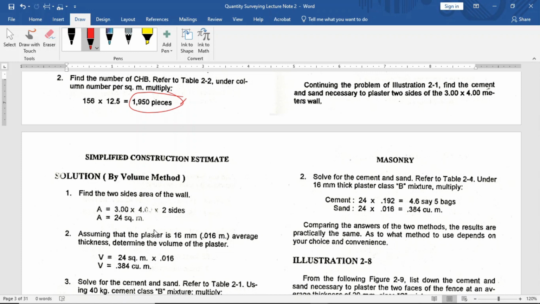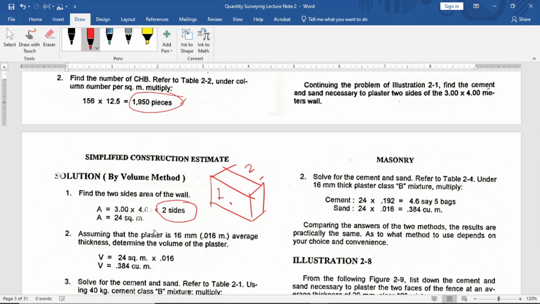So, find the two sides of the wall, kasi pag nagpa-plaster tayo, both sides ng wall. Plaster tayo, yan. Ito yung isang side, ito yung pangalawang side. So, pag nagpa-plaster tayo, two sides yung pina-plastering natin. So, area is equal to 3 times 4 times 2 sides kasi nga, dalawang side ng wall. So, ang area total is 24 square meters.